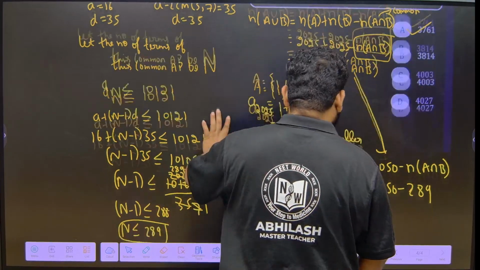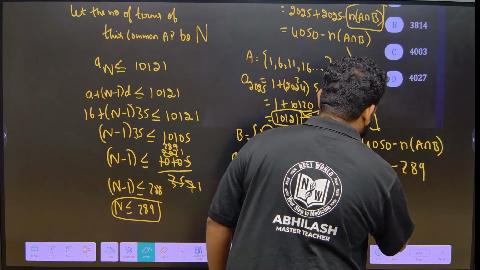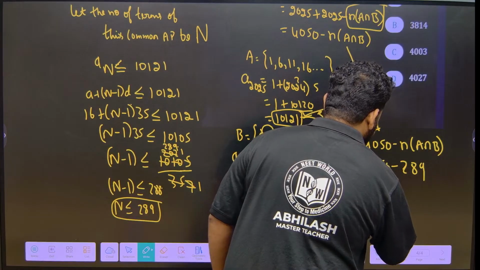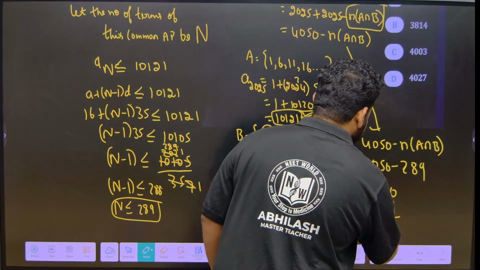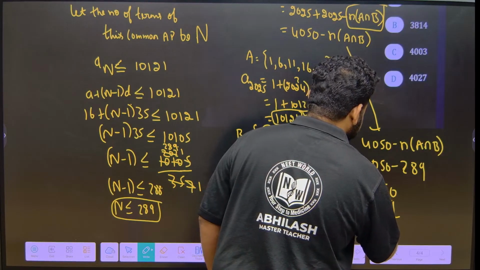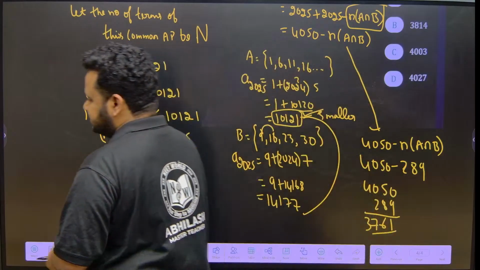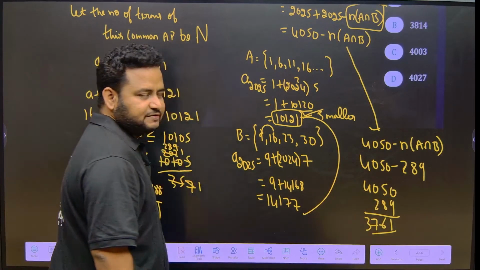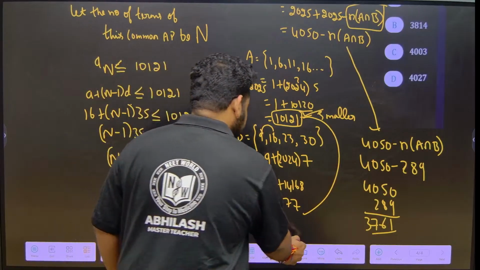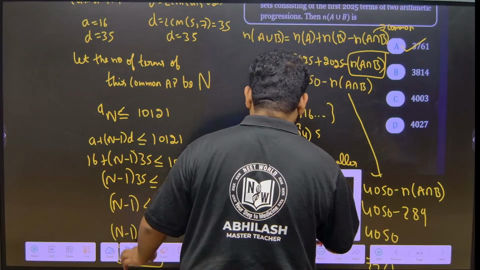Or even if you want to calculate completely, you can do it. So 4050 minus 289. 10 minus 9 is 1. 14 minus 8 is 6. 9 minus 2 is 7, and this will be 3761. So what is it that we got? Same thing, that is 3761. Got it, friends? This is how we have to solve the question.